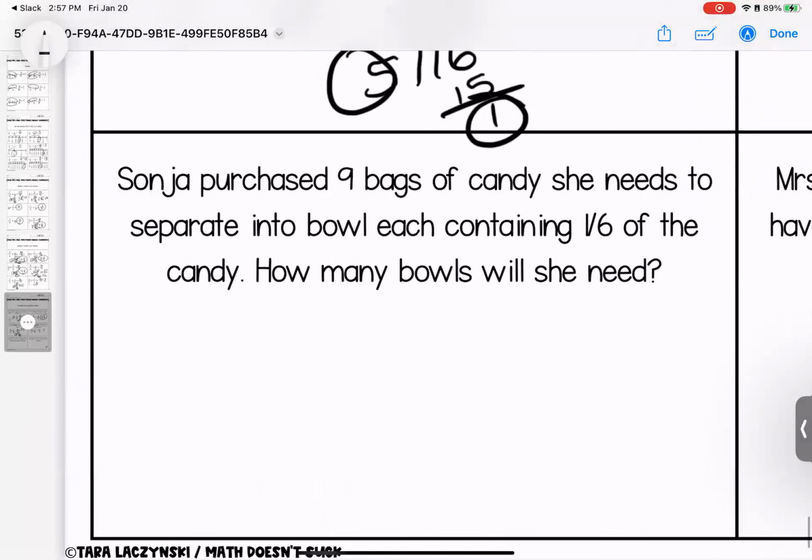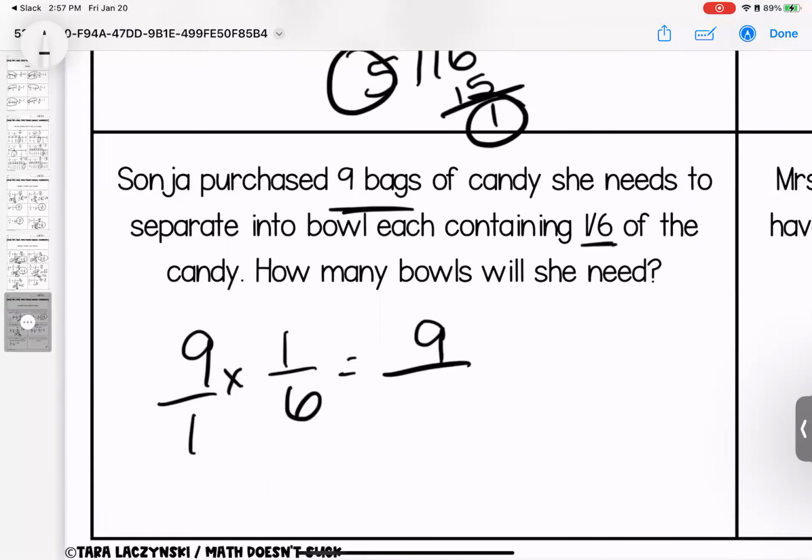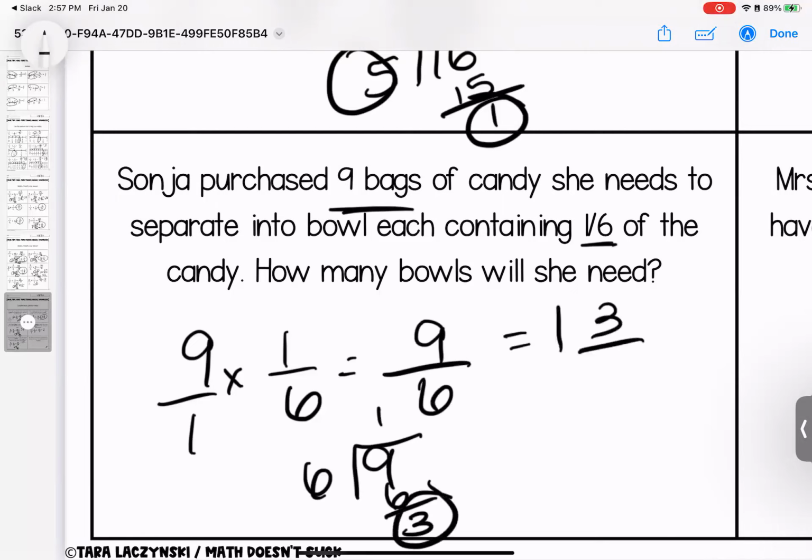Down to Sonia. Sonia purchased 9 bags of candy. She needs to separate into bowls, each containing 1/6 of the candy. How many bowls will she need? 9 bags. We're cutting each candy bag into 1/6. 9 times 1 is 9. 1 times 6 is 6. 9 divided by 6 is 1 and 3/6. We can simplify this to 1 and 1/2.